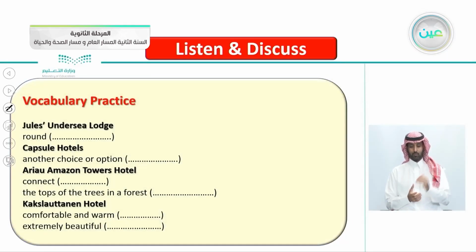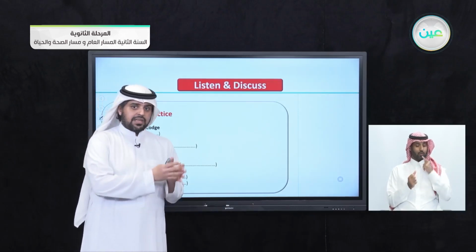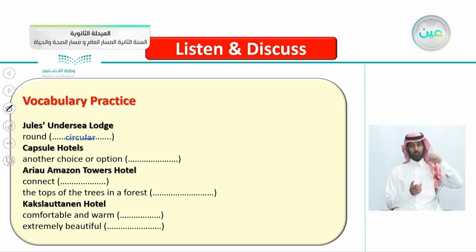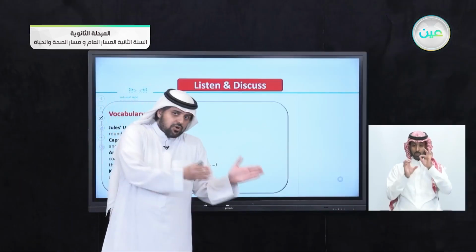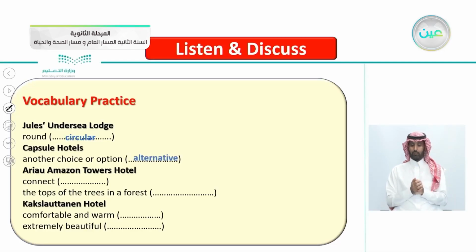So let's practice some vocabulary from the first article, Jules Undersea Lodge. What's the synonym for the word round? If you go back to the first article, give me a word that has the exact meaning of round. Yes, that's correct, the word circular, from the window, circular. In the second article, on capsule hotels, give me a word that means another choice or another option. Yes, that's correct. It's the word alternative.